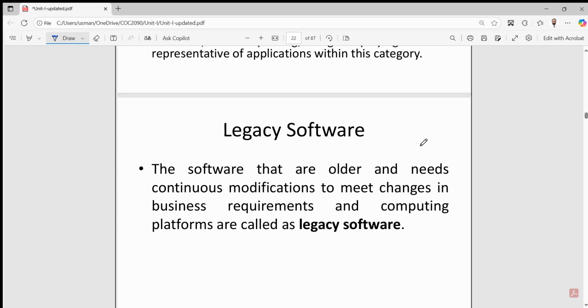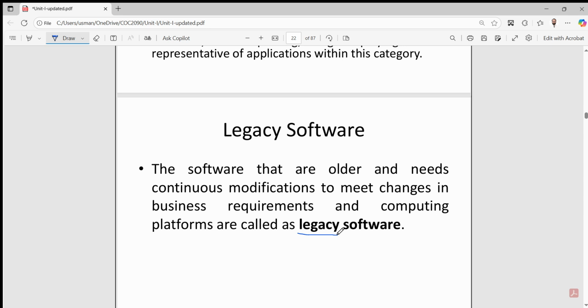So I have to recover 100 crores, and at the same time I should run the business for the next 10 years so that I can build more and more money out of that particular investment that I have. So the software that is older and needs continuous modification to meet changes in business requirements and computing platforms is called legacy software. You should understand this term legacy comes from virasat in Hindi, and we call this because something has been given to you by a forefather.